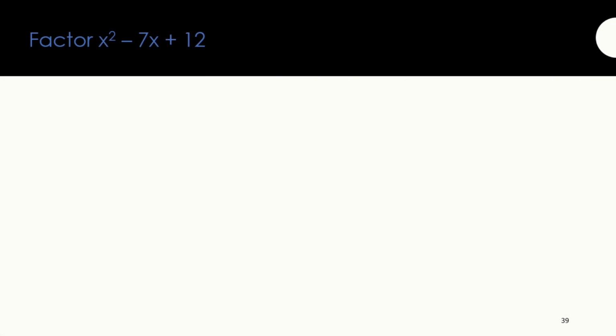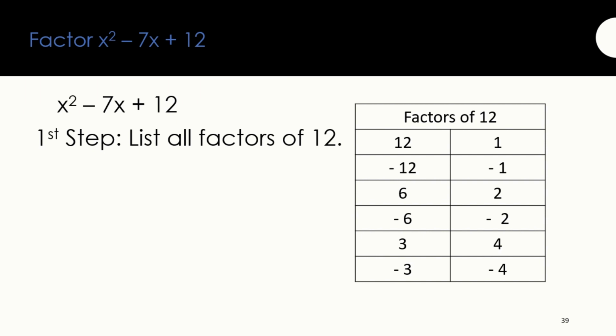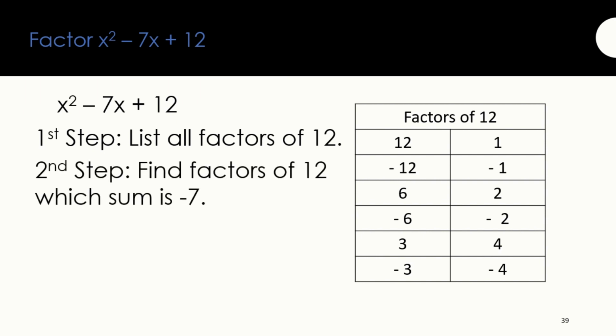Okay. Next natin is, let's factor x squared minus 7x plus 12. First step, we will list all factors of 12. So, kagaya nung kanina. So, second step naman is, we will find factors of 12 which sum is negative 7. So, ganun ulit. I-add natin sila. But this time, we will find the factors of 12 which sum is negative 7. Negative 7 naman hanapin natin.